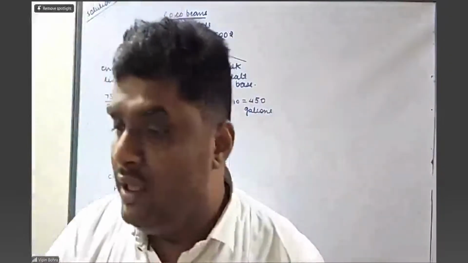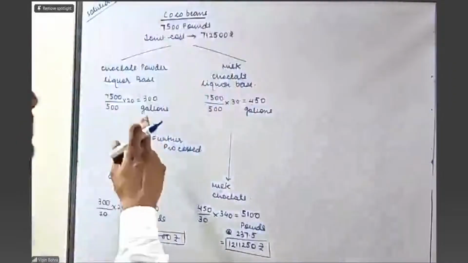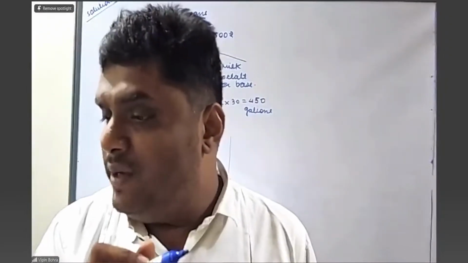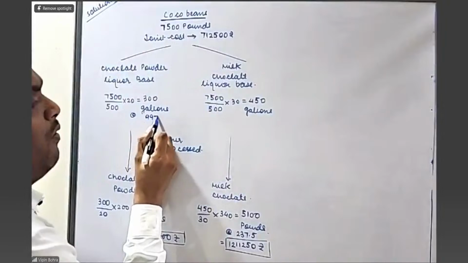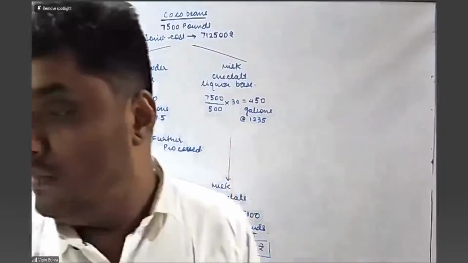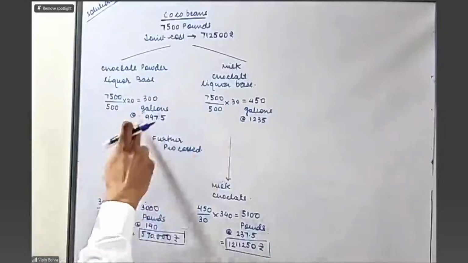Further, it is given in the question that Pokemon Full processes both of its intermediate products into the final product, and there is an active market for these intermediate products also. The intermediate products can be sold in the market at the rate 997.5 a gallon for chocolate powder liquor base and 1235 a gallon for milk chocolate liquor base. So we can calculate the sales value of the intermediate products also.